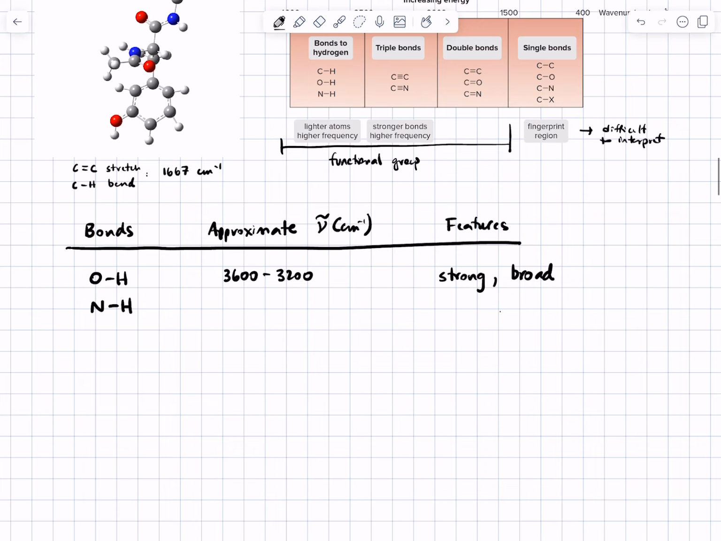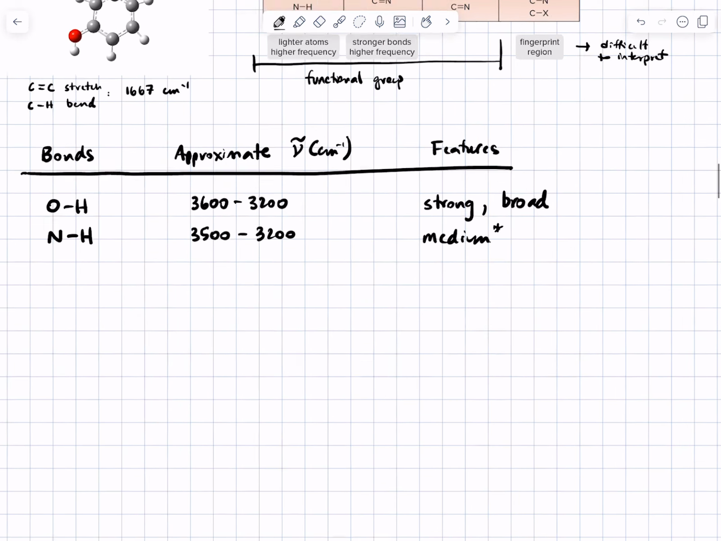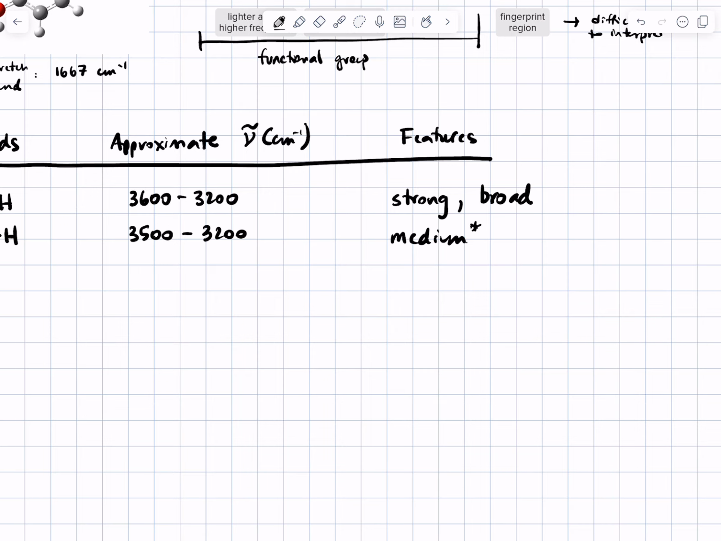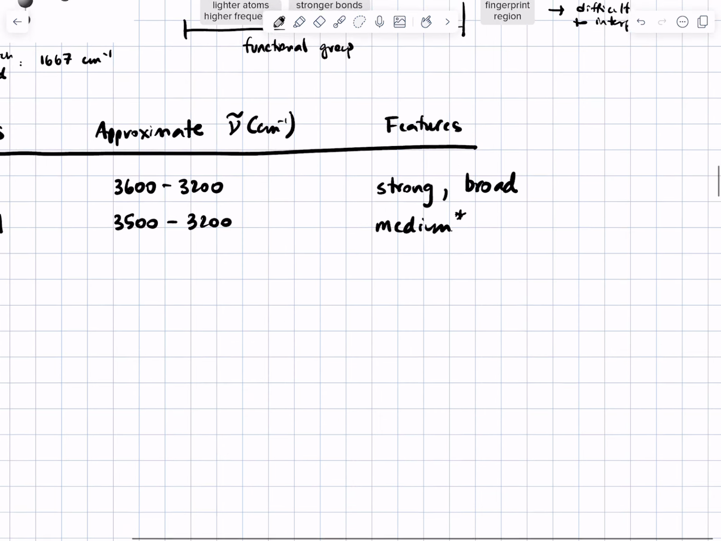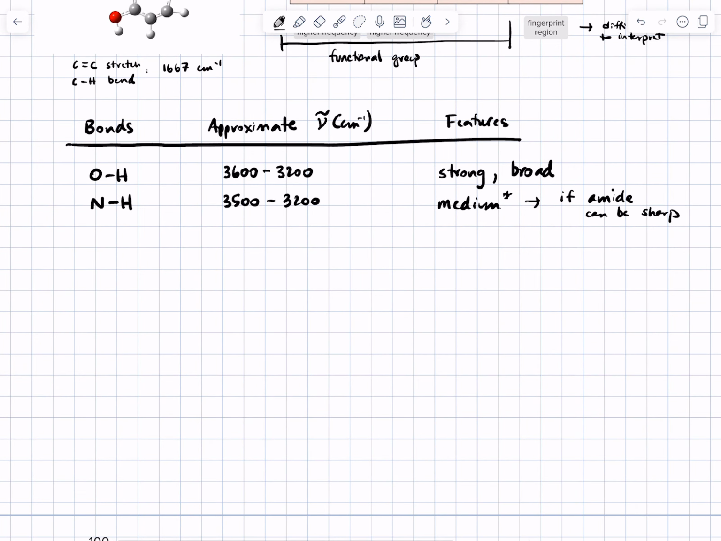I showed you an NH peak or an NH vibration earlier. This occurs in the same range of frequencies that an OH peak occurs. However, its shape is different, and that's one of the ways that you can tell. Generally, the intensity is medium for an NH group, but I put an asterisk on there because if the NH group is part of an amide, which is a different functional group, it can be strong and sharp. I'll show you some examples of both of that a little bit later.